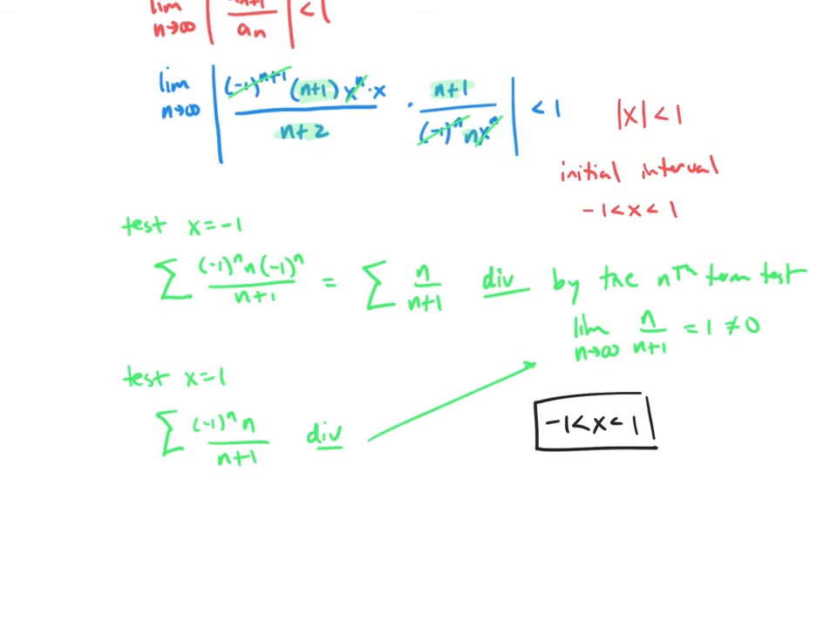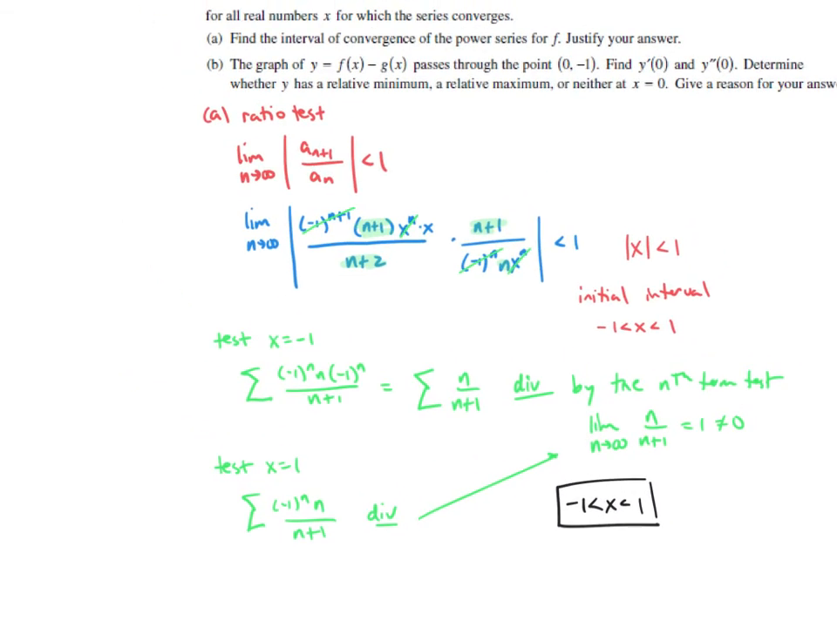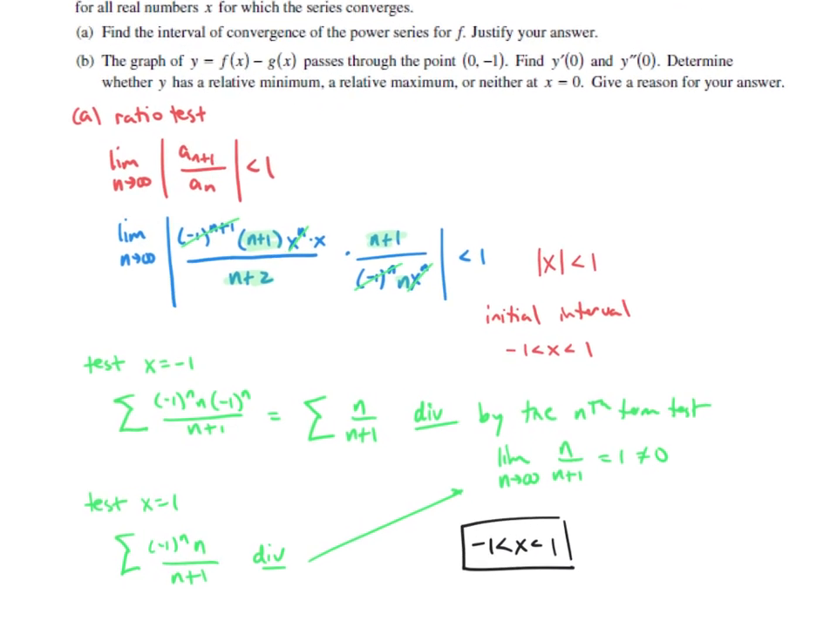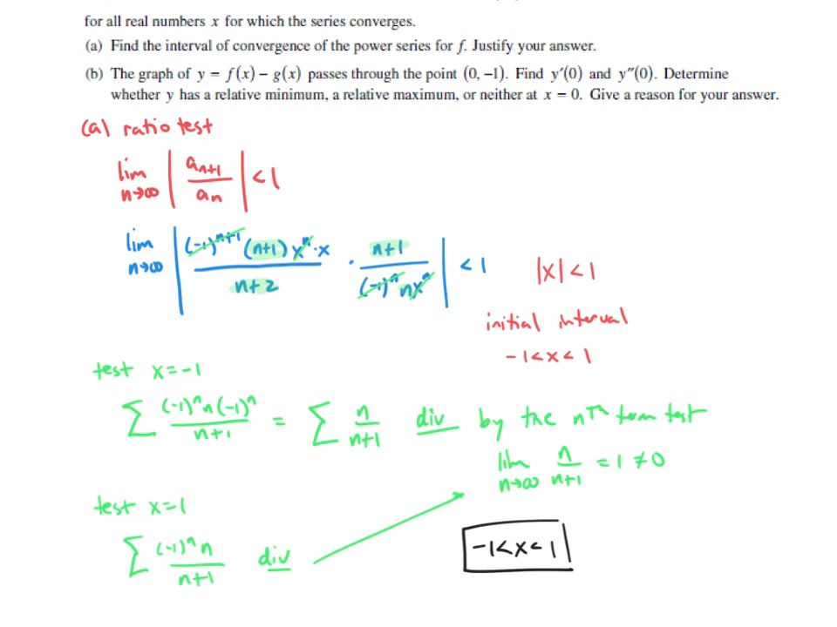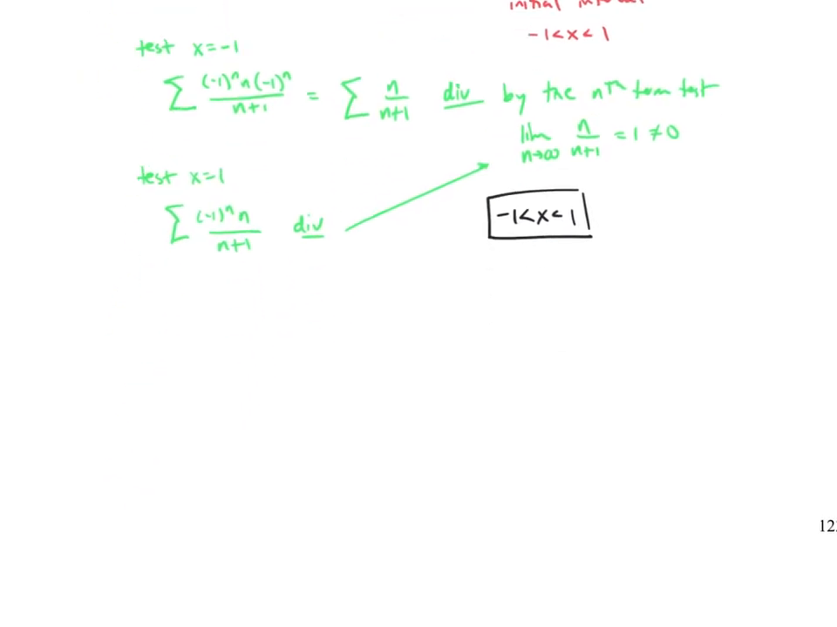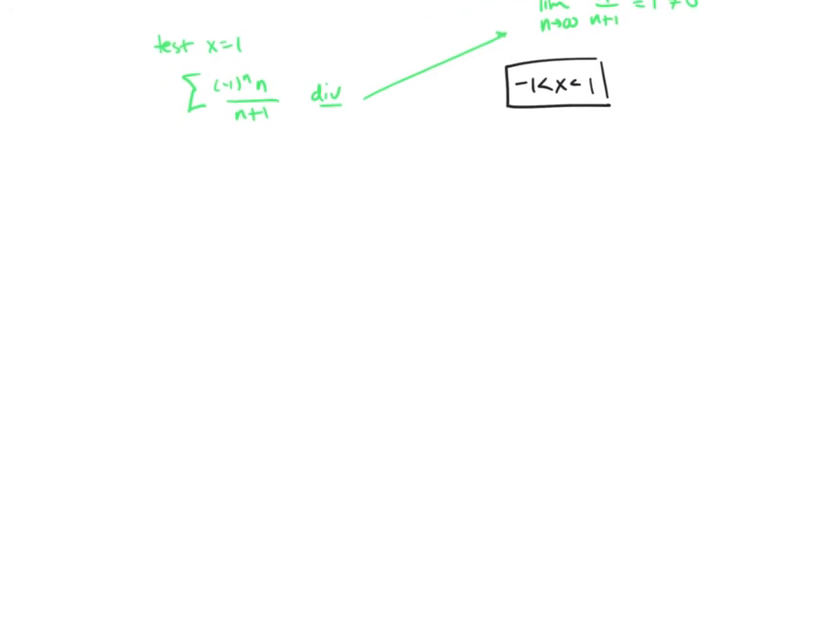All right, let's take a look at part B. For part B, we're going to look at the function y equals f of x minus g of x. It passes through the point (0, -1), and we're going to find y prime of 0 and y double prime of 0. So let's go ahead and take a look at the formation of the equation for y first.